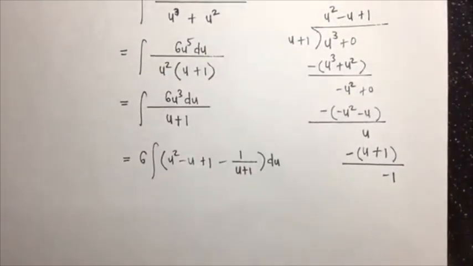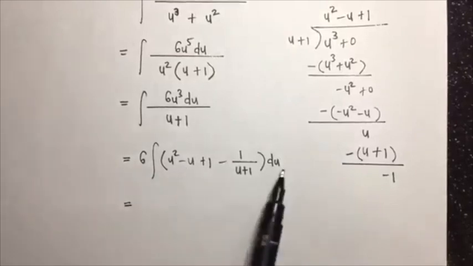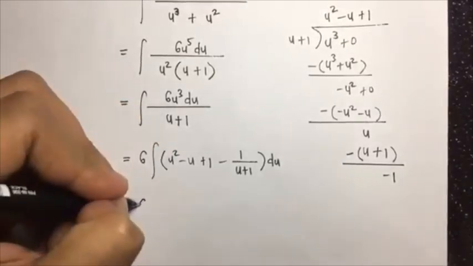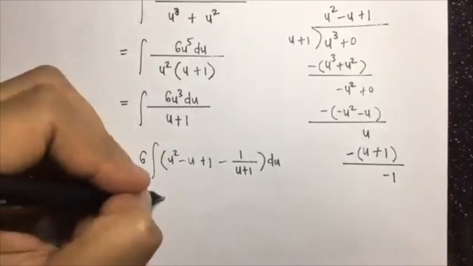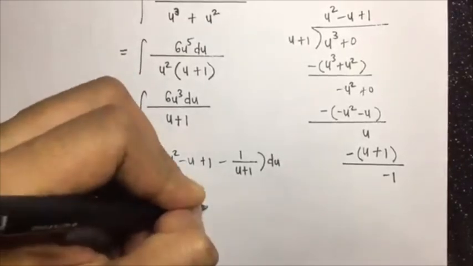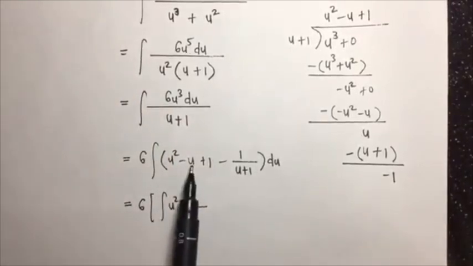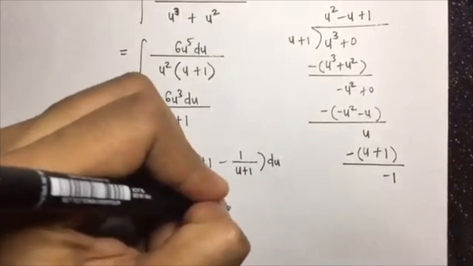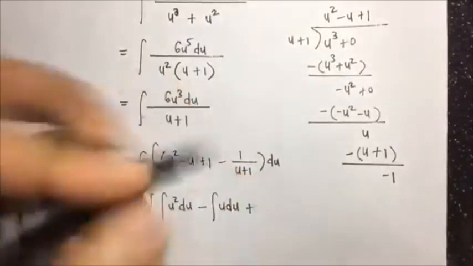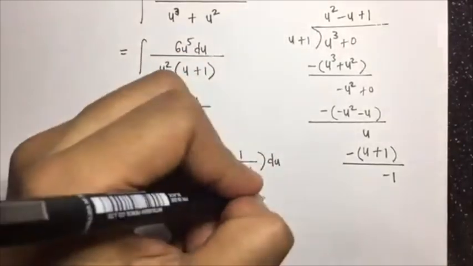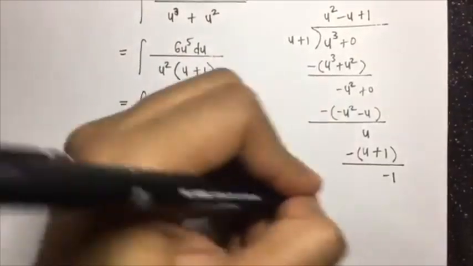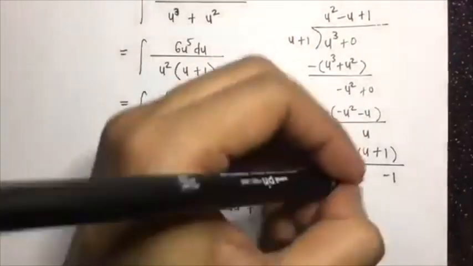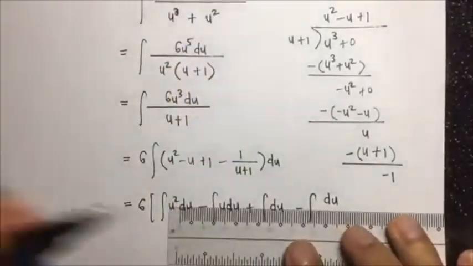Okay, so once we have that, we can now integrate with respect to u. So we'll have 6 times, open bracket, integral of u squared du, minus integral of u du, plus, we distribute the integral sign, so plus integral of du, and then minus integral of du over u plus 1.